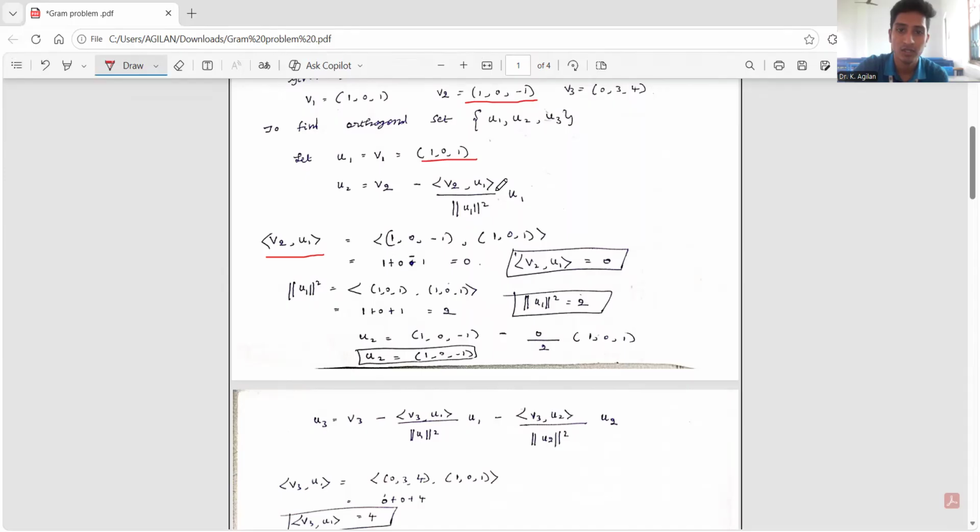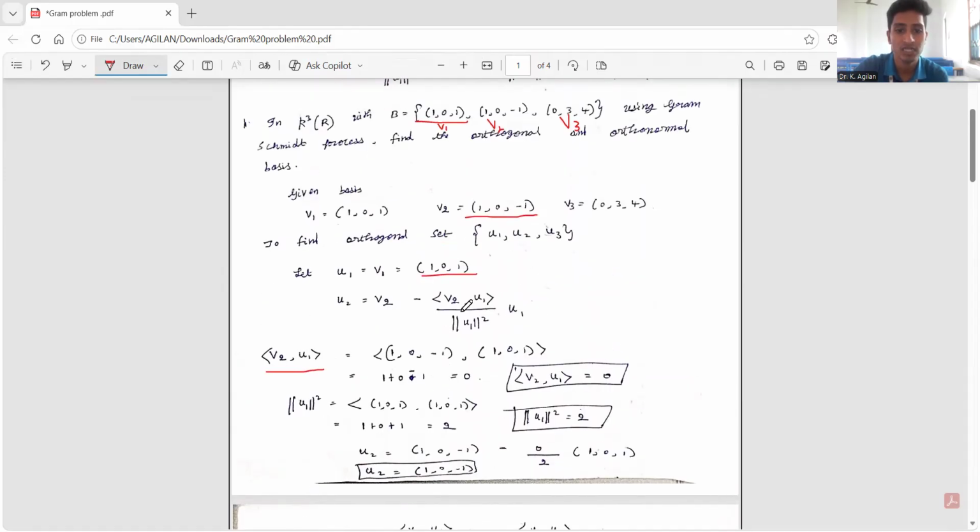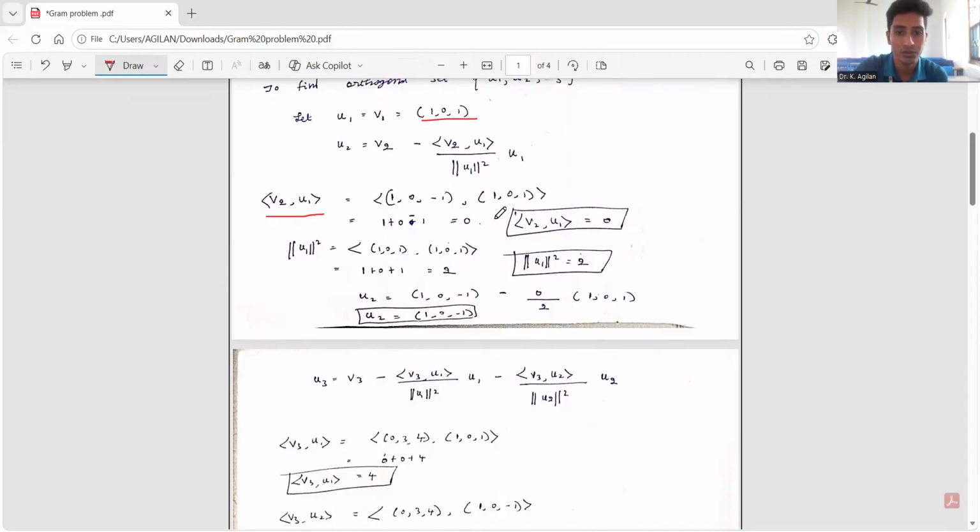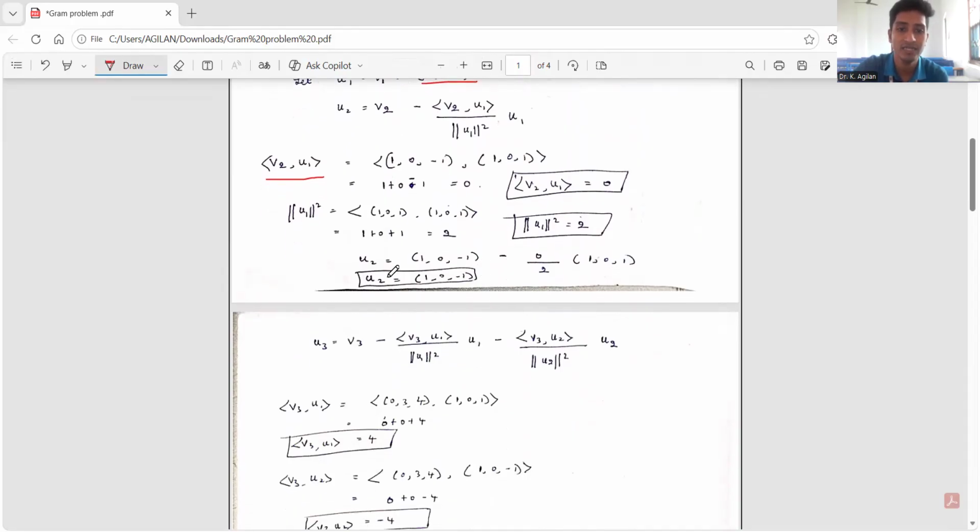So substitute the inner product of V2 comma U1 and also substitute the norm of U1 square here. And also substitute the V1 value. Similarly, V2. Substitute all the values in U2. We can get the values.